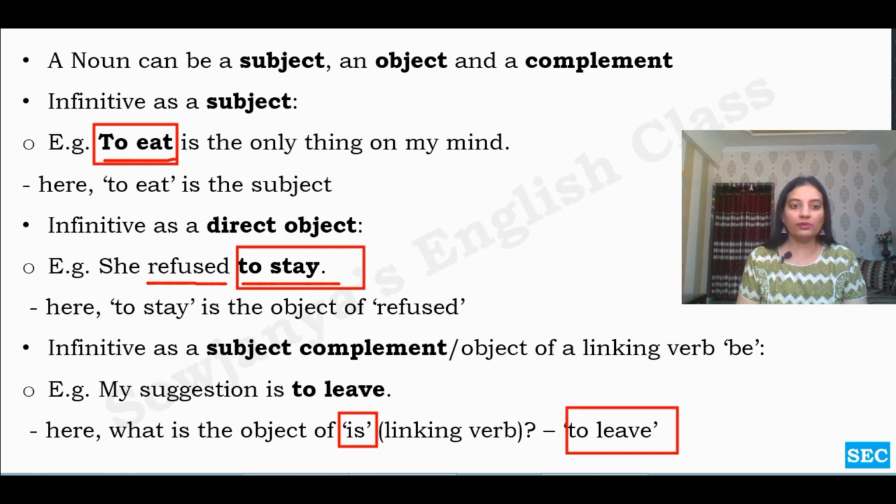So we have seen the uses: infinitive as a subject, infinitive as a direct object and infinitive as a subject complement. That is nothing but the object of a linking verb be.